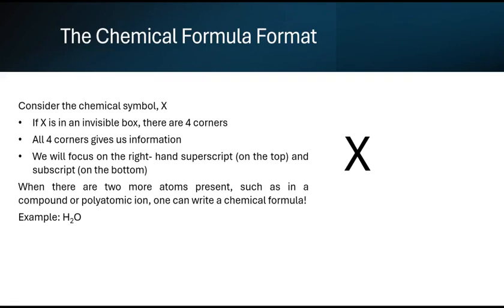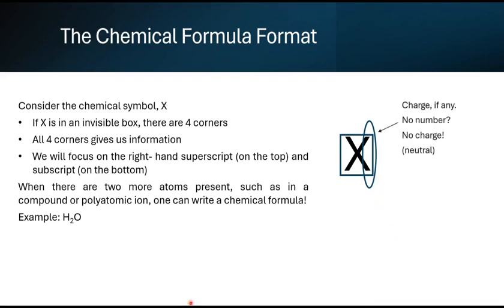The chemical formula format. Consider the chemical symbol X. If X is inside an invisible box, there are 4 corners, and all 4 corners give us useful information. We're going to focus on the right-hand side: superscript, which means on top, and subscript, which means on the bottom. On top, or superscript, if we see something there, that's the charge. If there is no number, that means there is no charge, and that means we're working with a neutral species.